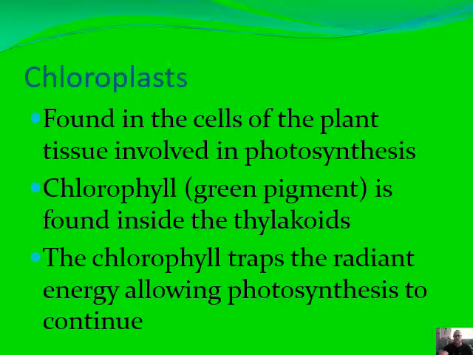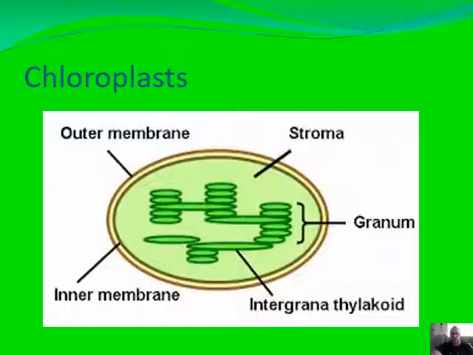But please just note that it says chlorophyll, the green pigment, is found inside of thylakoids. We'll get to what a thylakoid is a little bit later. So chlorophyll traps radiant energy, so that's UV rays or sun rays, allowing for photosynthesis to continue. We'll go over the equation for photosynthesis a little bit later, so don't stress too much about that. But you will need to know that equation as we go along.